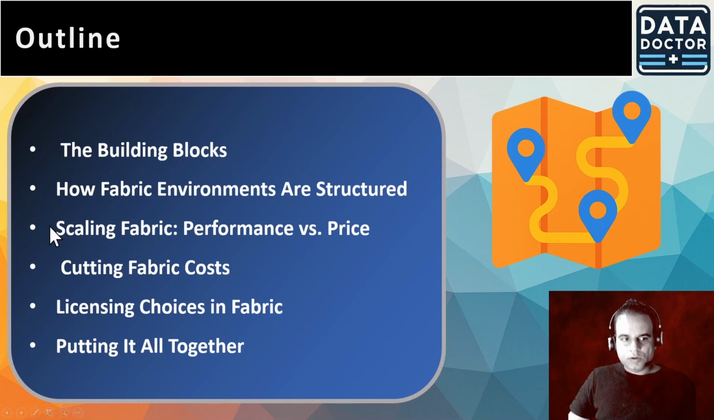We will see how the scaling in Fabric, which means changing the computational power, will impact the performance as well as the price. This will be followed by the strategies which are actually used to cut the Fabric cost. We'll see what kind of licensing choices are available in Fabric, and in the end, we will have a recap slide followed by a few quiz questions. So let's start.